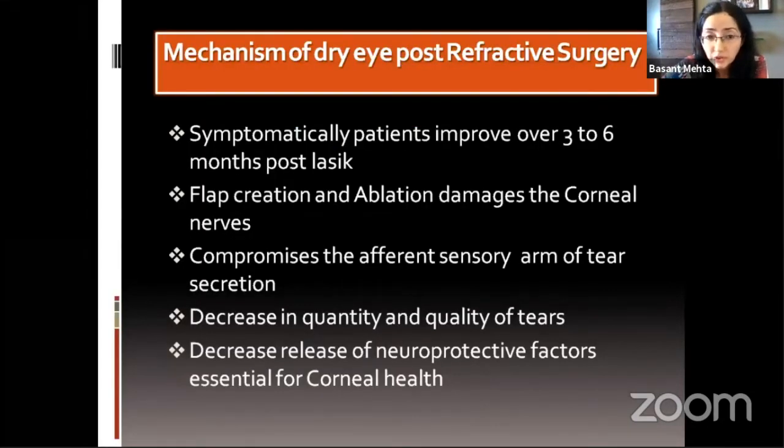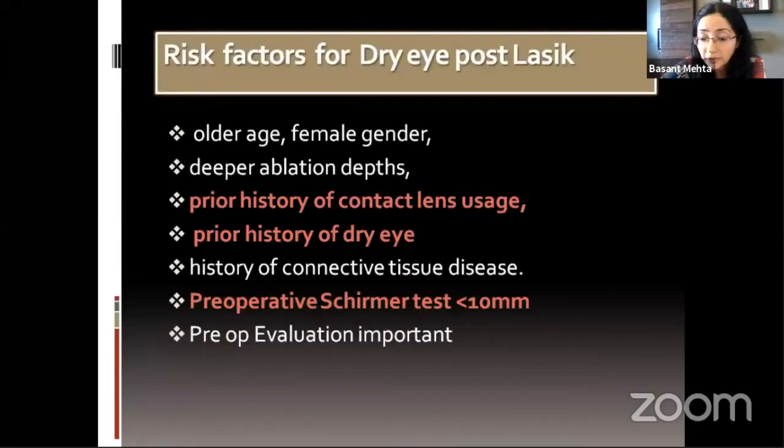So I just looked up literature and we all know that dry eye is seen commonly post refractive surgery. Symptomatically, patients do improve over 3 to 6 months. The creation of the flap and ablation of the corneal stroma damages the corneal nerves. It compromises the afferent sensory arm of tear secretion, decreases the quantity and quality of the tears, and decreases the release of the neuroprotective factors required for ocular surface health.